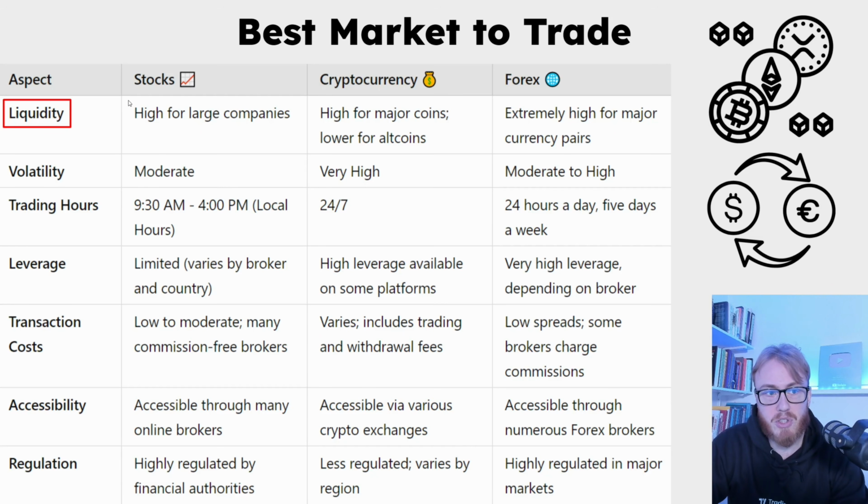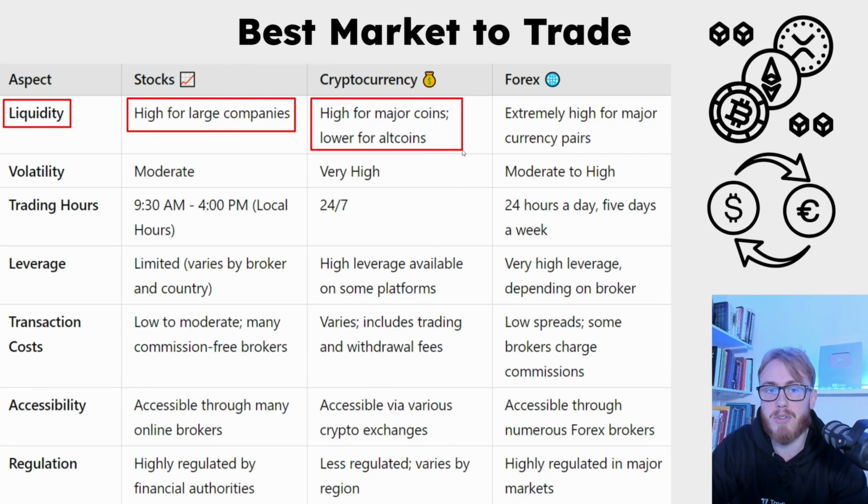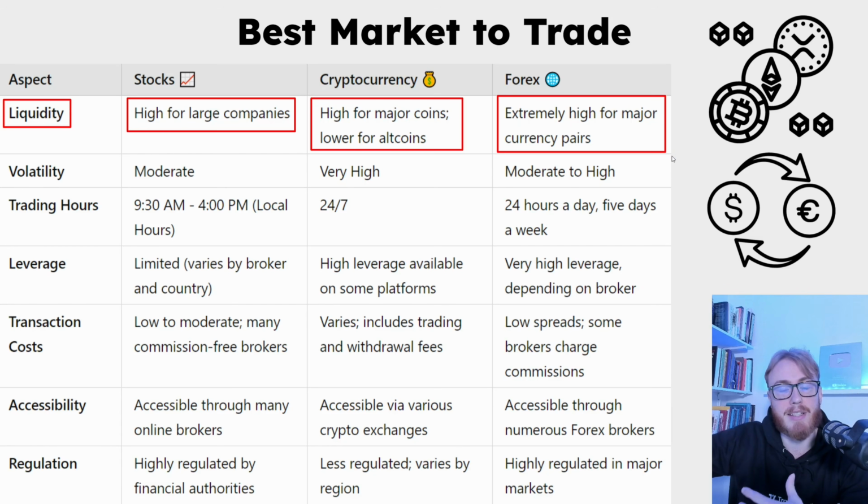So what about liquidity for stocks? Well, for stocks, especially for large stocks, liquidity is very good. But if you take a look at very small stocks like penny stocks, the liquidity is usually much worse. And the same is true for cryptocurrency. For very big cryptos like Bitcoin and Ethereum, the liquidity is good. But for smaller altcoins, the liquidity is not as good. When it comes to Forex, it's pretty similar. But for the big Forex pairs like USD Euro, the liquidity is great.